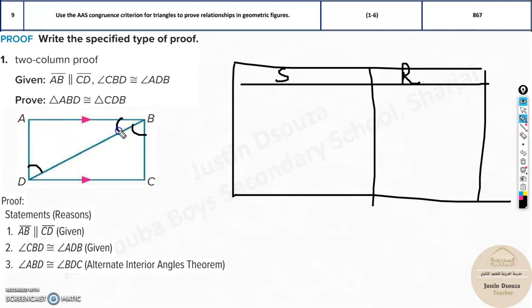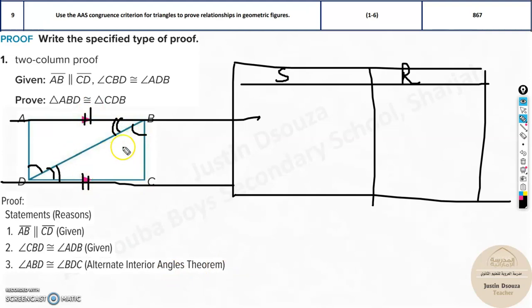Can you see this angle over here, which I'll mark as 2? Angle ABD will be congruent to CDB, or BDC, this one. Why? Because they are interior angles, right? They are inside the two parallel lines and they are alternating angles. This will be congruent because they are inside the two parallel lines, and because it is mentioned that this is parallel over here, only then can we use this theorem, otherwise no.